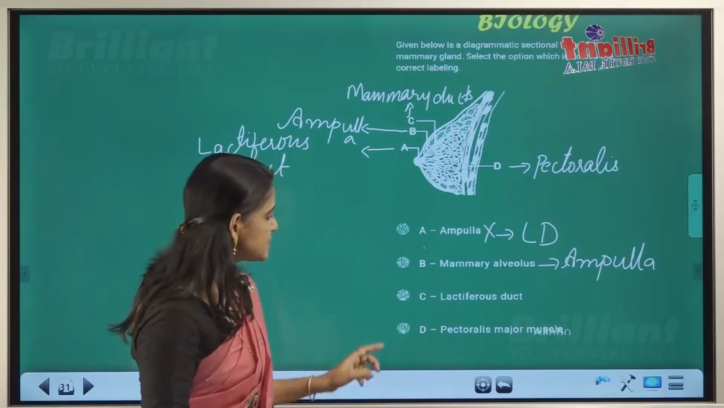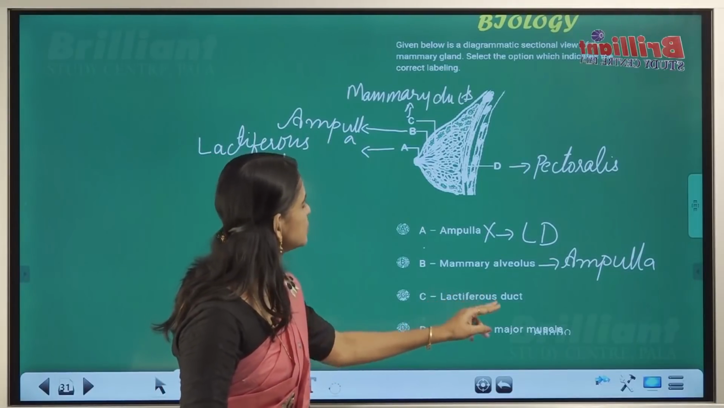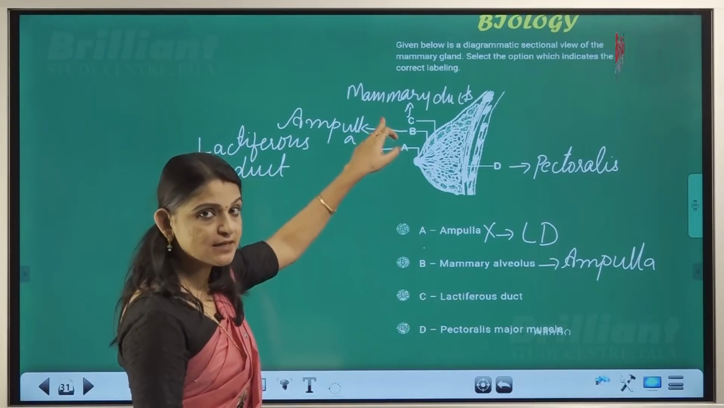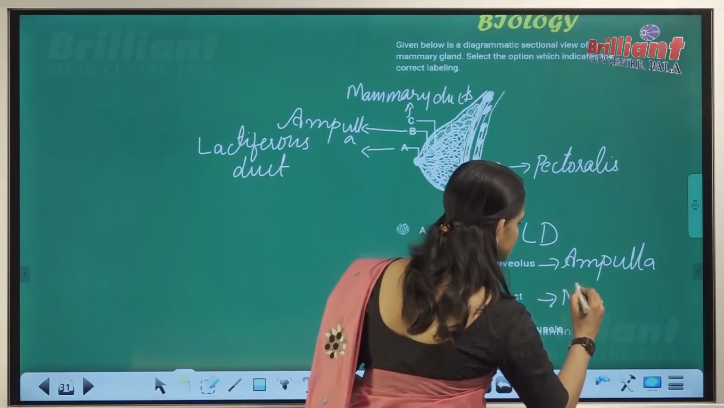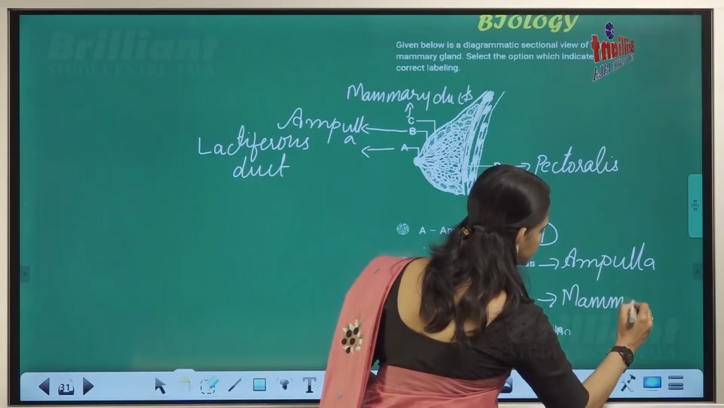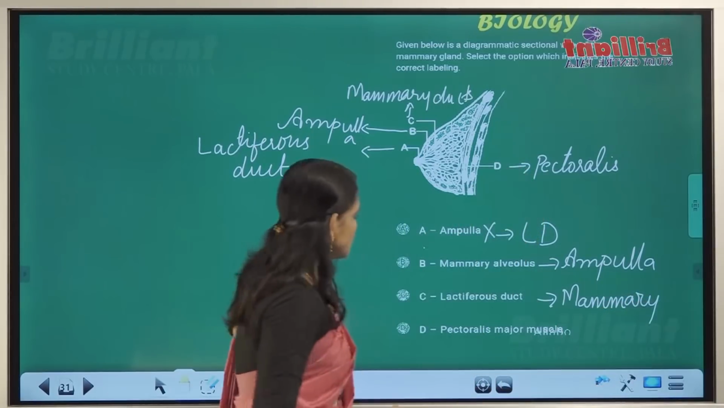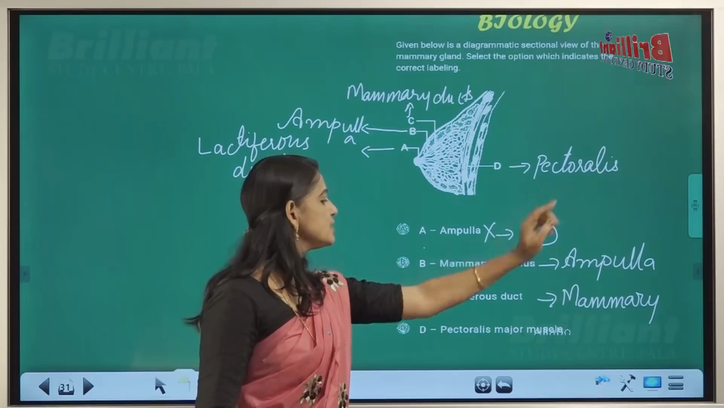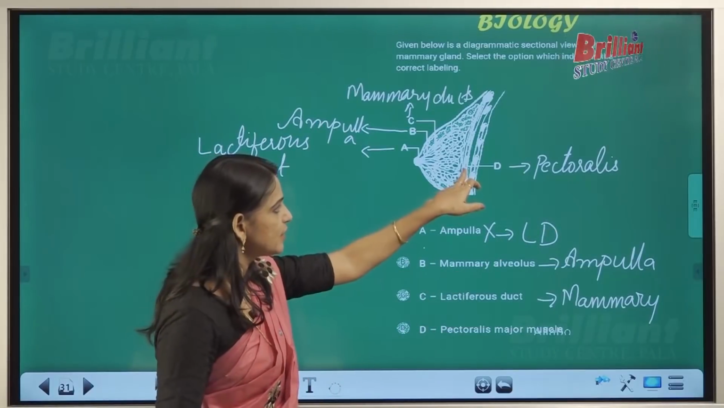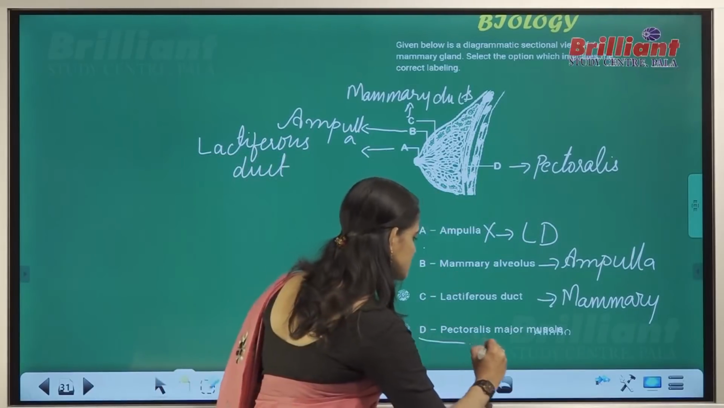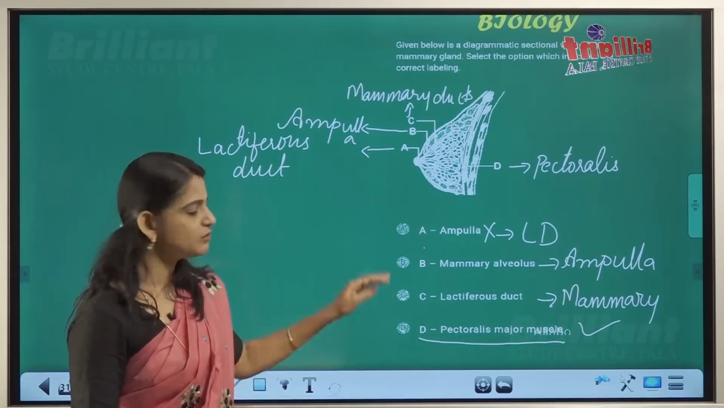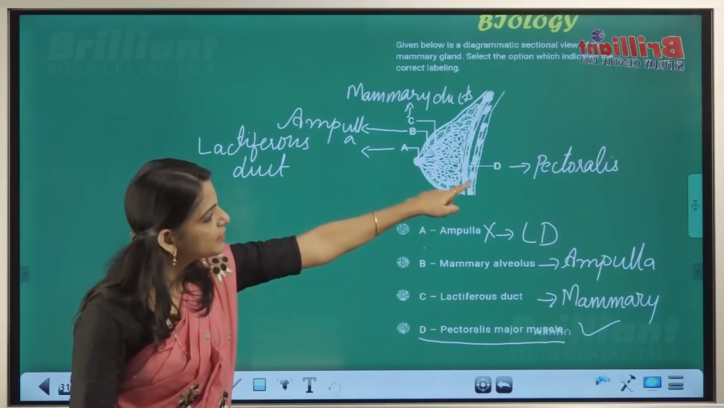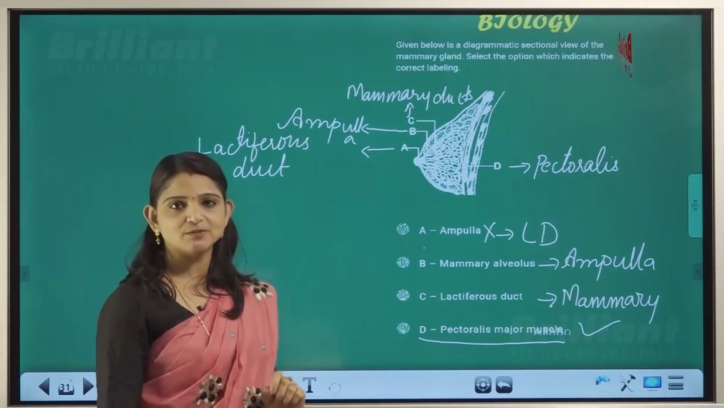Next one, they are telling C indicates lactiferous duct. What does C indicate? C indicates mammary ducts. It is not lactiferous duct, it is mammary ducts. Next one, D indicates pectoralis major. That is correct. D indicates pectoralis muscle. So from the given figure and options, your answer choice is D. D indicates pectoralis major.